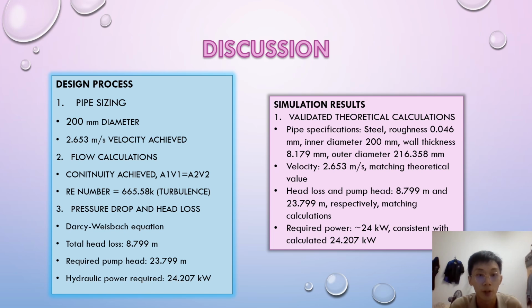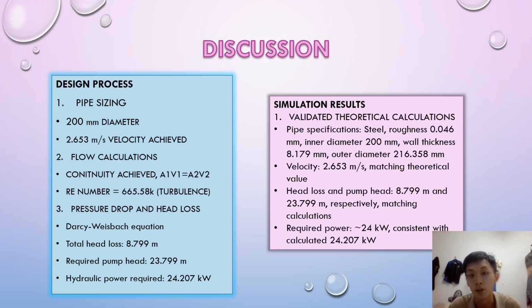Then for pressure drop and head loss, we use the Darcy-Weisbach equation to solve. The total head loss we obtain is 8.799 meter, the required pump head is 23.799 meter, and the hydraulic power required is 24.2 kilowatt. Okay, now for the simulation results. After going through the simulation, we have validated the theoretical calculations, which are quite similar.